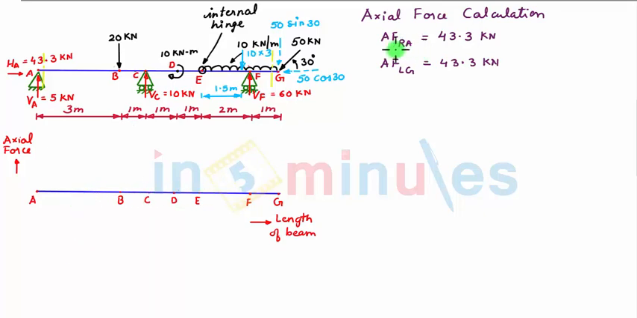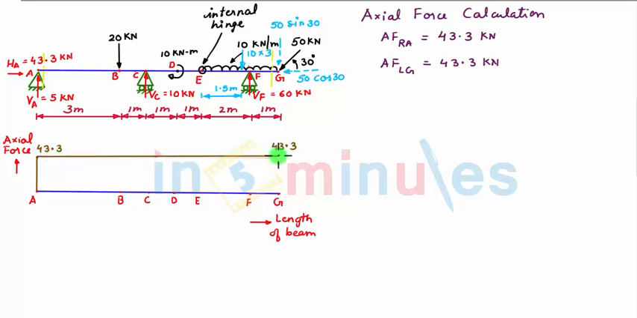So first we have axial force towards right of A is 43.3 kilonewton. So at point A we plot positive 43.3 kilonewton axial force by taking proper scale, and let us connect it with point A. Next we see axial force towards left of G is the same 43.3 kilonewton. So again at point G, let us plot positive 43.3 kilonewton axial force.